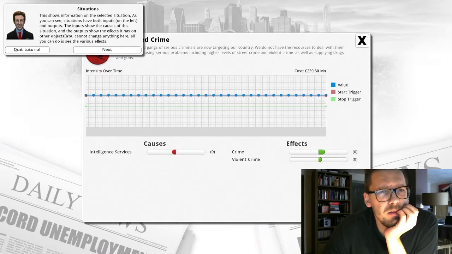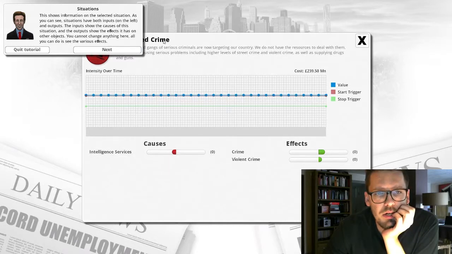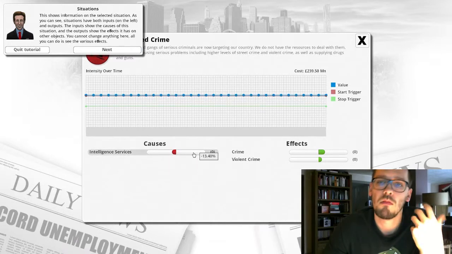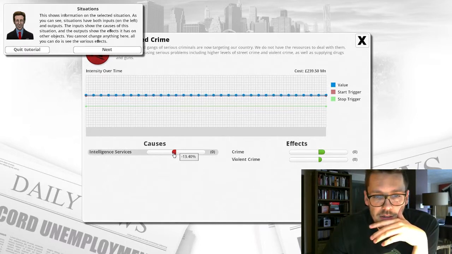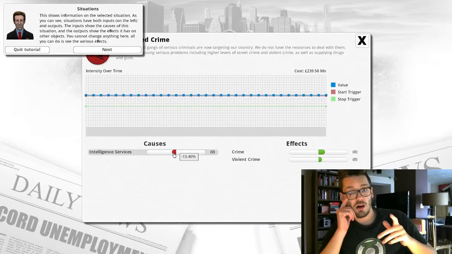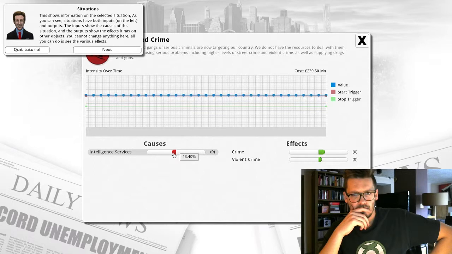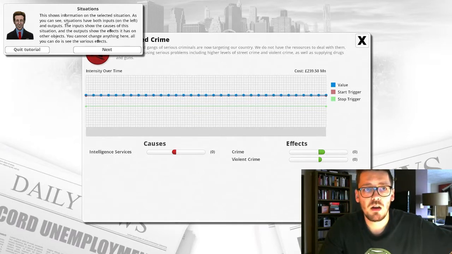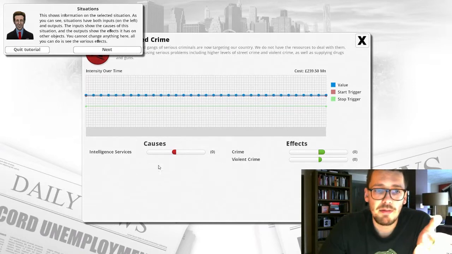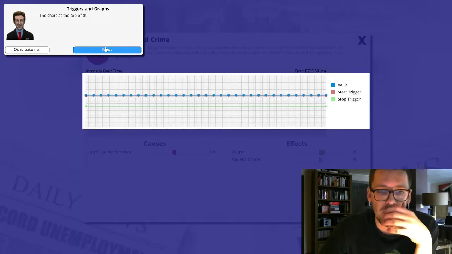Input. Output shows the effect. Anything here, all you can do is see the various effects. So, what's causing organized crime, or what's not preventing it, is I have a lack of intelligence service. There's more organized crime because of this situation, and my intelligence services are not working enough to prevent this because of this. Okay, I can live with that.